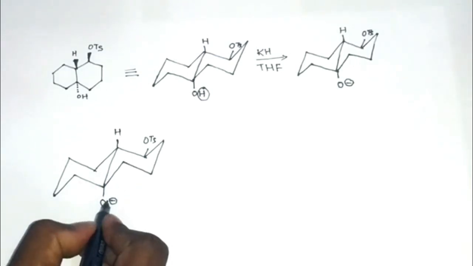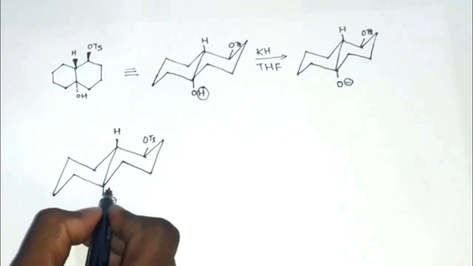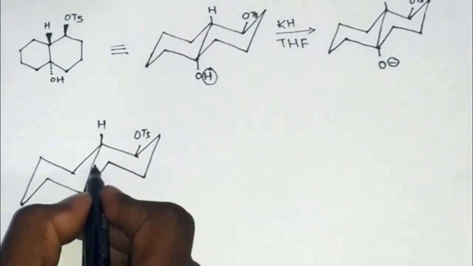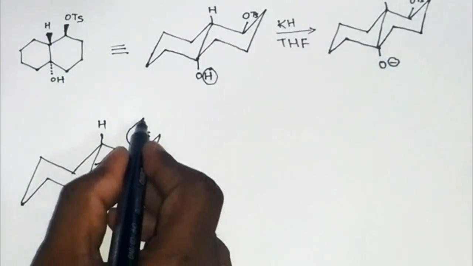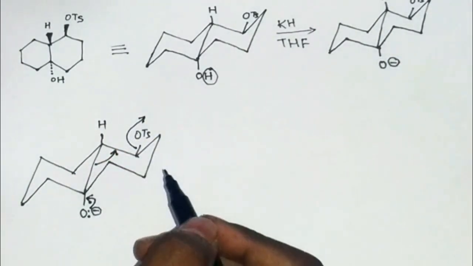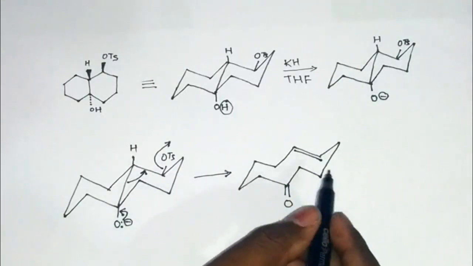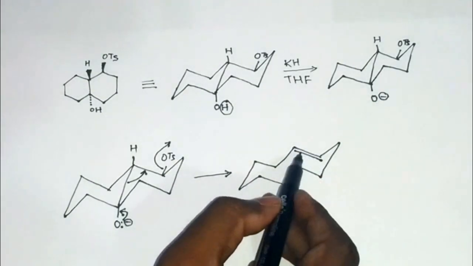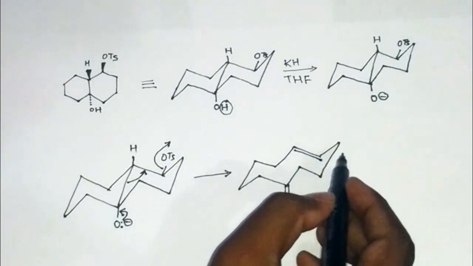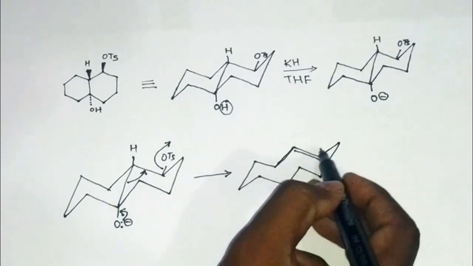The lone pair of electrons on oxygen is going to fall on this bond, and this bond will fall here, and this OTS group will leave, leading to the formation of this structure. Note the double bond over here. It has a trans isomer. This is a trans isomer.